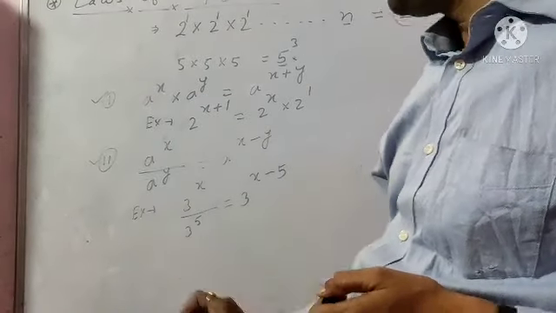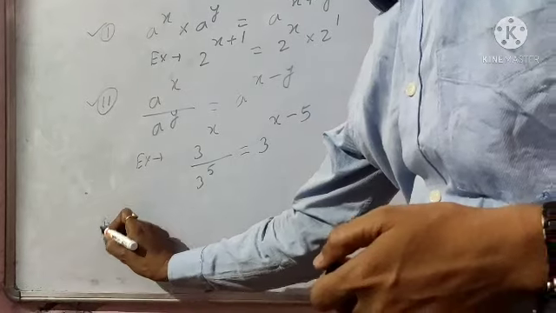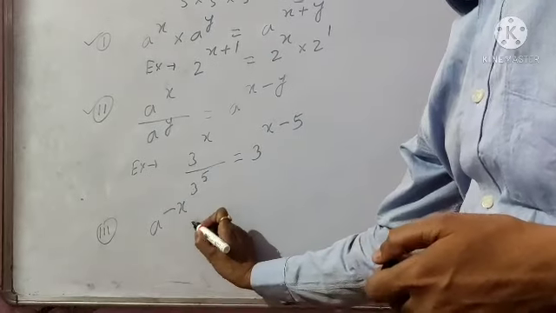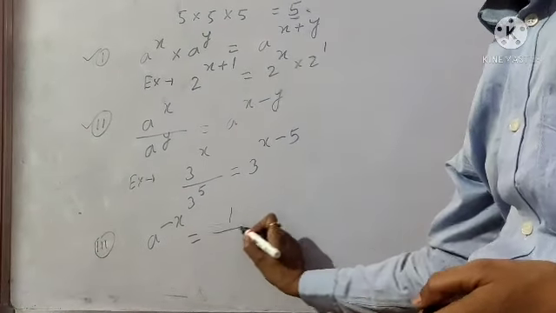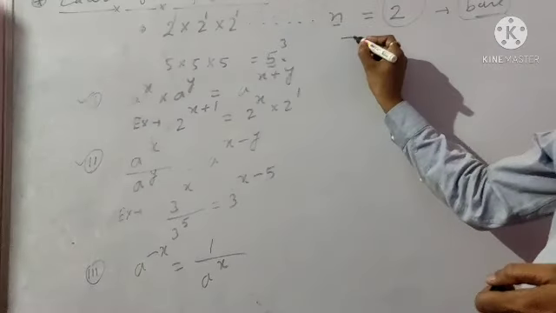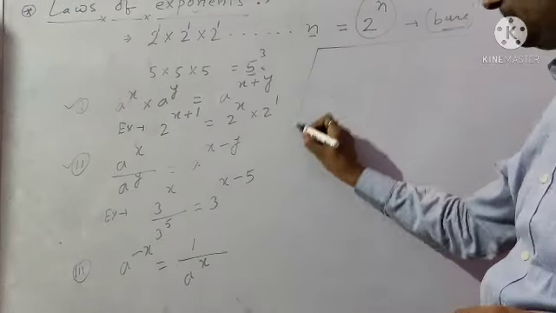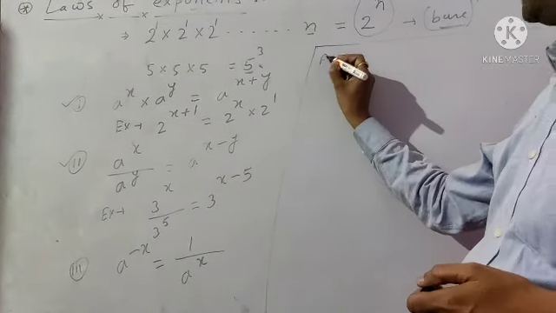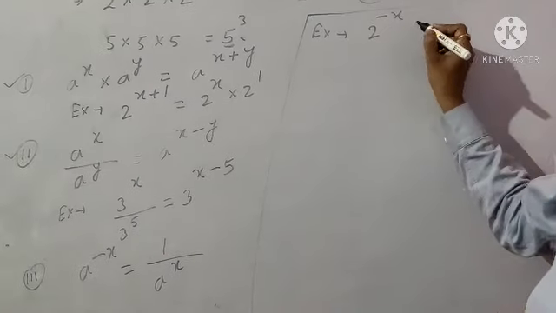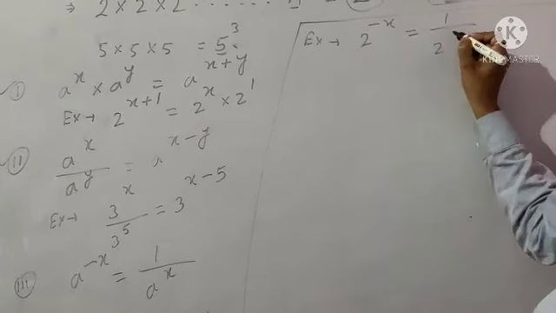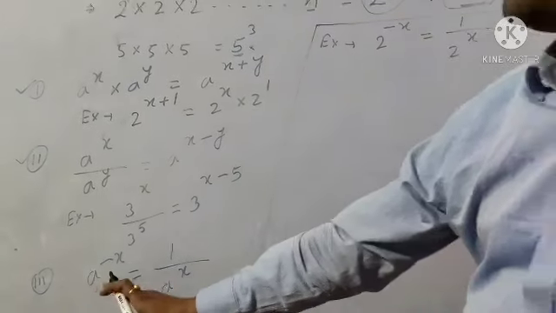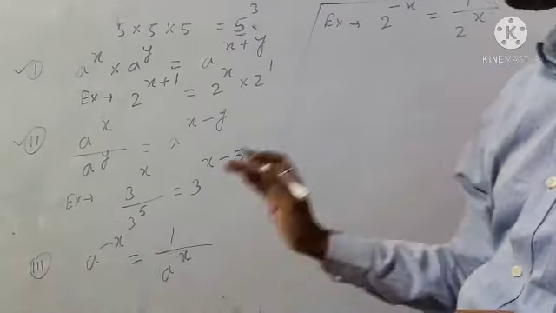Okay, first law, second law. Here is the third law. a to the power minus x can be written as 1 by a to the power x. Okay, student. For example, suppose here is written 2 to the power minus x. So 2 to the power minus x can be written as 1 by 2 to the power x. Okay, student. This example is related to law number 3.